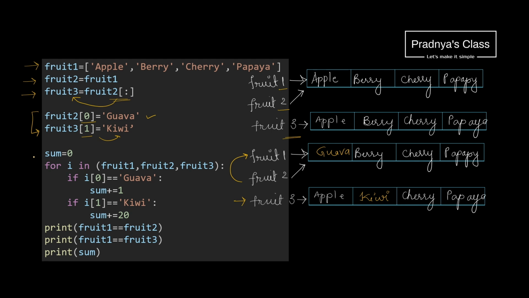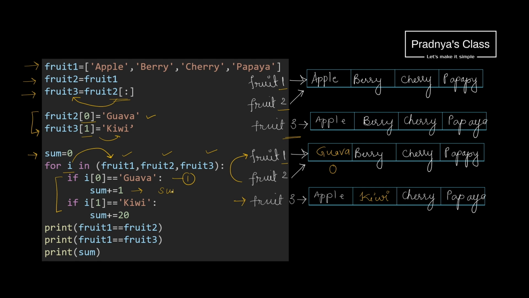Alright, let's proceed. There is one variable initialized to 0. Using a for loop, we are iterating over 3 lists. It means the value of I will get checked in the fruit 1 list first, then fruit 2, followed by fruit 3. What are the conditions? In the first condition, we need to check whether I of 0 is equal to guava. Look at the fruit 1 list. Yes, at the 0th index we have guava. It means this condition is satisfied.